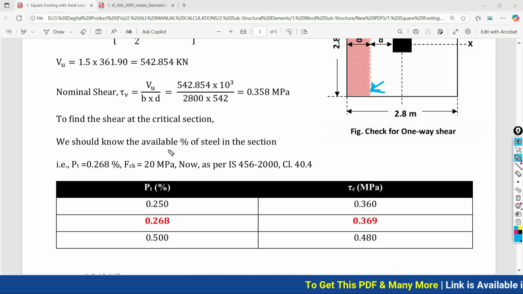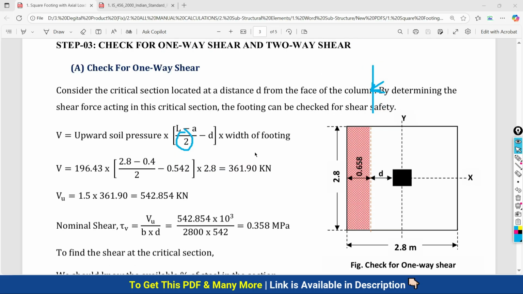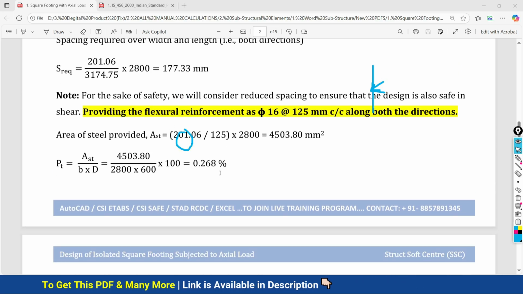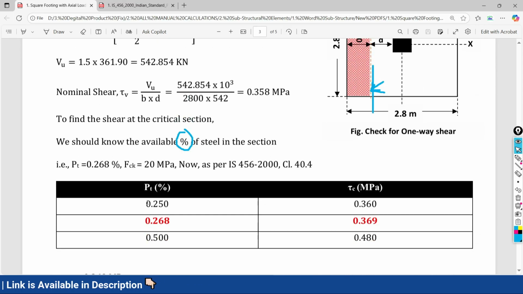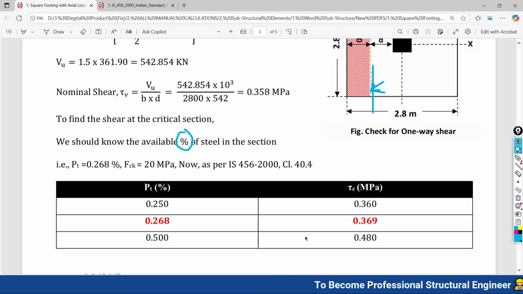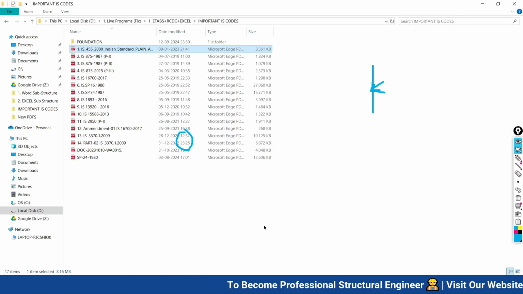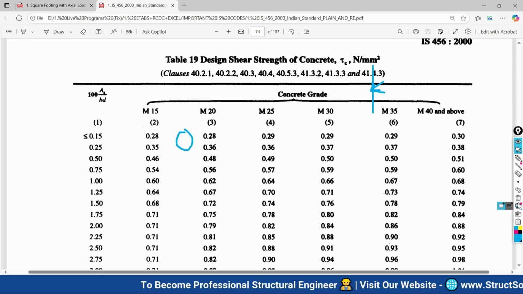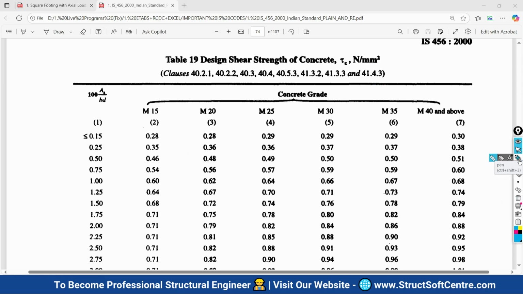So we should know the percentage of reinforcement available at this section. Actually we have provided in both directions a percentage of reinforcement of 0.268. So the available percentage of reinforcement is 0.268. Grade of concrete is M20, characteristic strength of concrete is 20. Now as per IS 456:2000, clause number 40.4 and table number 19, this is what defines what critical shear you should consider.